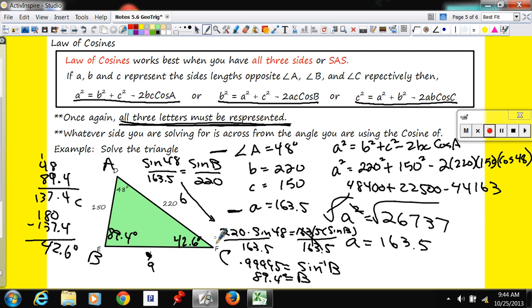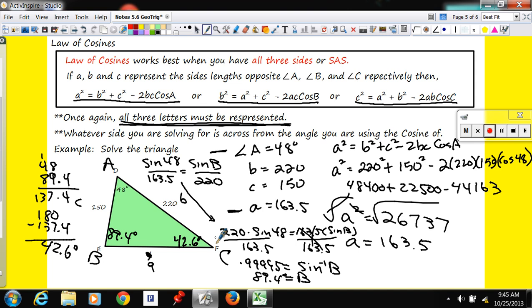Now just look for a quick second at it. Does it look like it makes sense? Is the biggest angle across from the biggest side? Is 220 my biggest side? 89 is my biggest angle, yep. My smallest angle is 42. Is my smallest side 150? Yeah, because this one down here was 163. So yeah, 150 is the smallest. So 42 is definitely the smallest angle. So that does work.